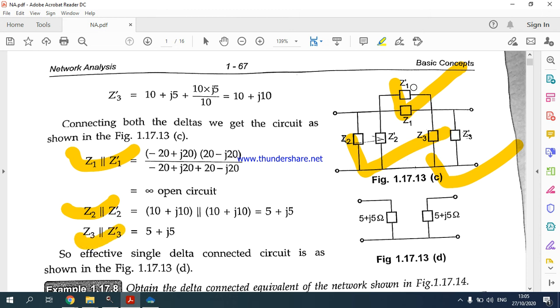And for Z1 parallel with Z1 dash, after simplifying this one, they got the result as infinity. Infinity resistance means what? If resistance is infinity, whether that is short connected or open connected, open circuit or short circuit, infinity impedance or infinity resistance means what? If circuit is short connected, what is the resistance for that short connection?